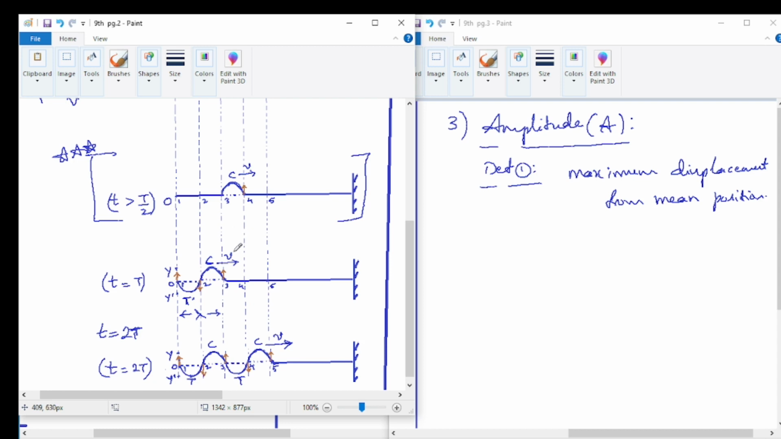Upward direction amplitude is called plus amplitude, positive amplitude. Downward direction amplitude is called negative, minus amplitude.